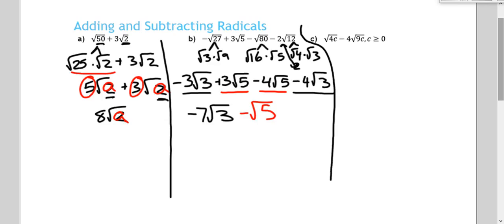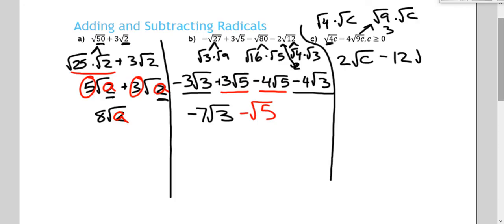The square root of 4c minus 4 root 9c. So this breaks down into 2 root c, because you can break it down to the square root of 4 times the square root of c, minus this breaks down into the square root of 9 times the square root of c, so 3, so 12 root c. So now we can combine, and that gives us negative 10 root c.